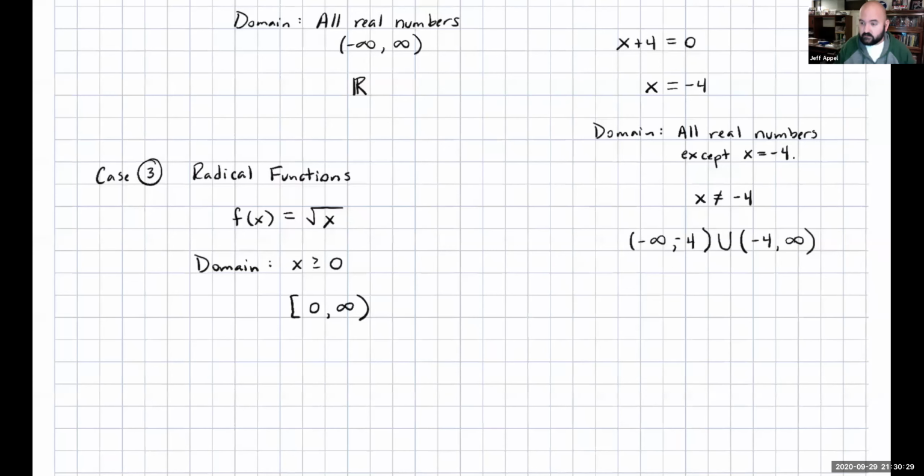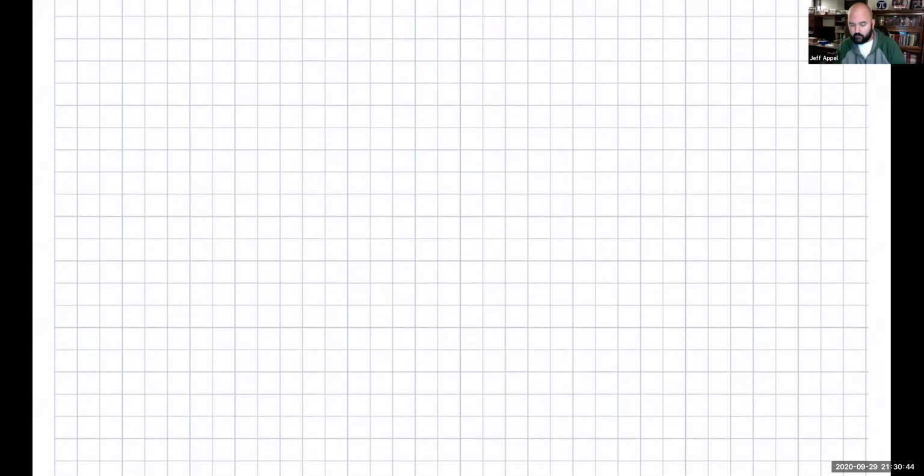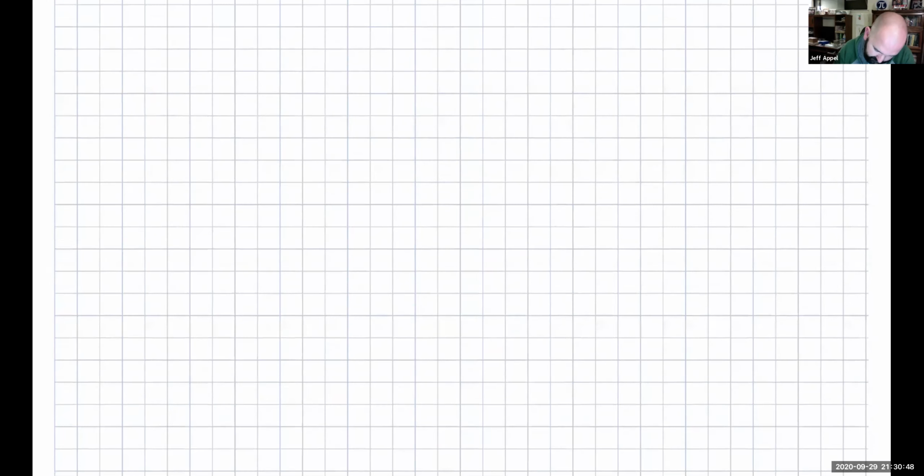Okay, hopefully there wasn't a weird pause there for too long for you. I had to pause the video for a second, but we're back. So I just finished talking about how to find the domains of a few different types of functions, and now we're going to look at the main topic of this section, which is the algebra of functions.